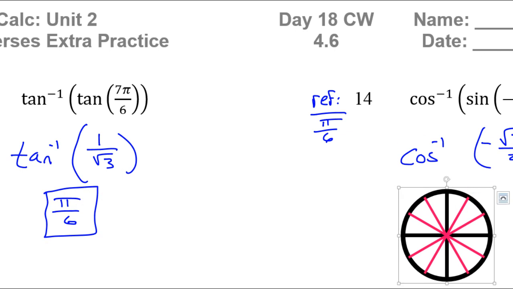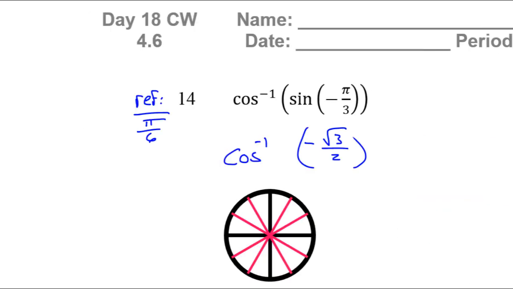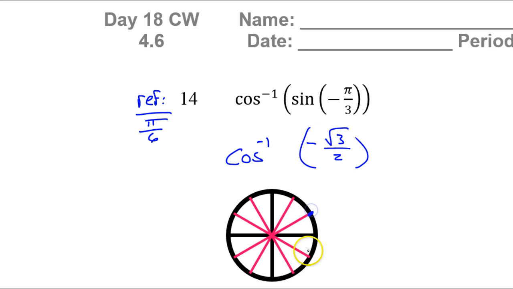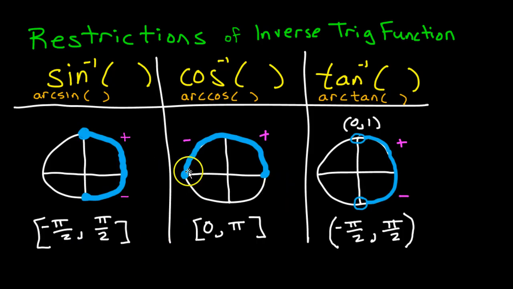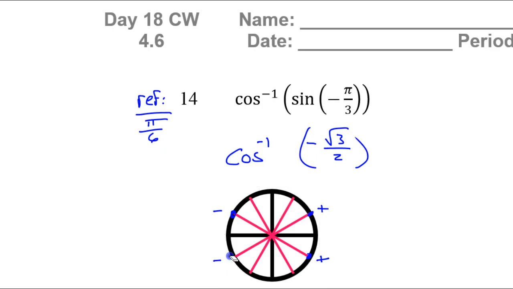Okay, the reference angle is pi over 6. But look, all four of these angles have a reference angle of pi over 6. It's just that cosine is positive on the right hand side of the circle and negative on this side of the circle. Now, inverse cosine is only defined for the top half of the circle, though. So for that reason, I can forget about these two down here at the bottom. If I want a negative radical 3 over 2, then I want this one, not this one.